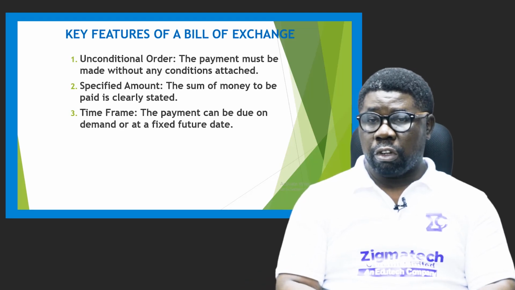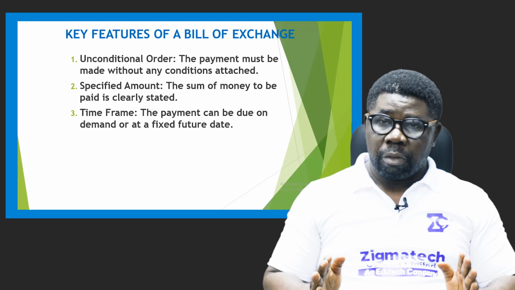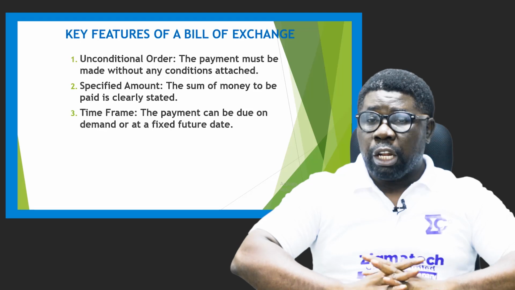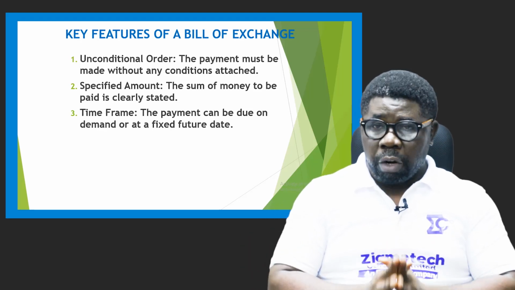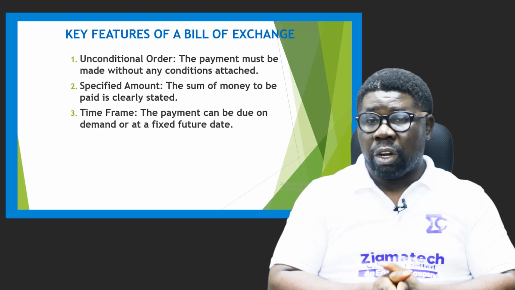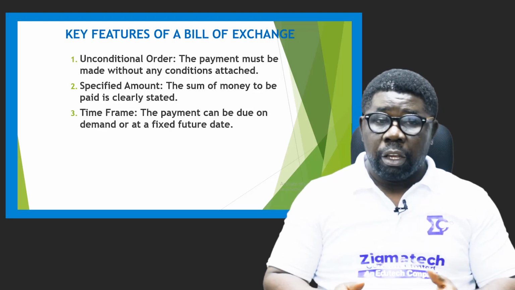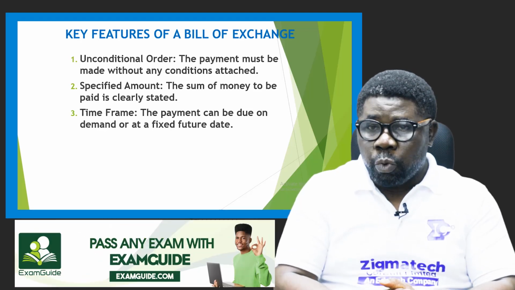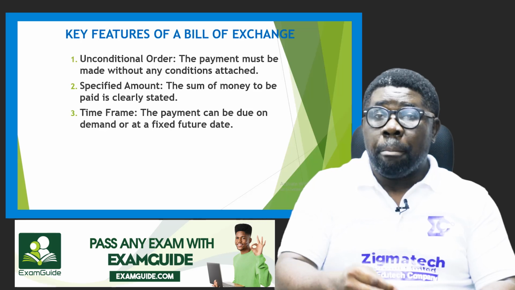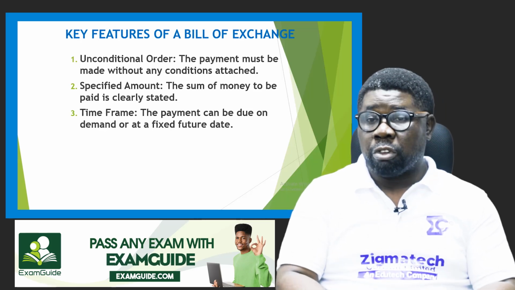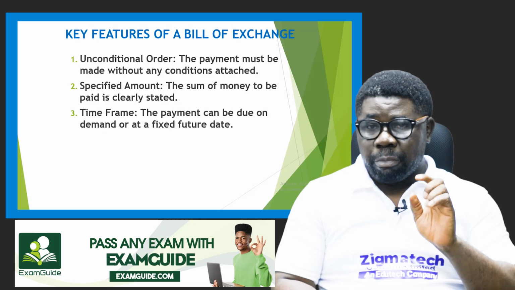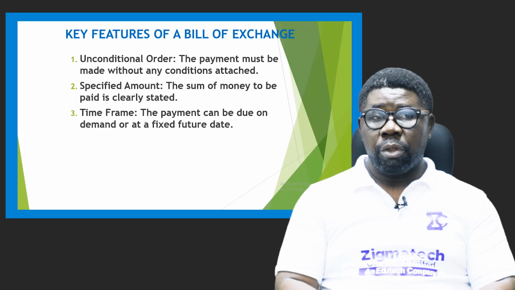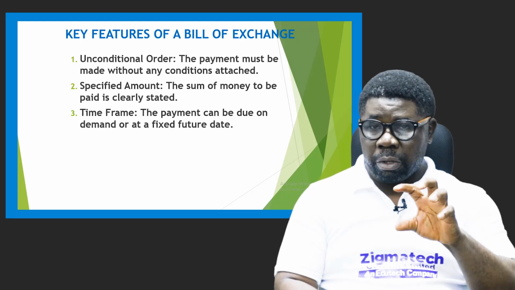So key features include the following. It is unconditional. For bill of exchange generally, one of the things you must know, whether it is foreign or inland, is that they are unconditional orders. You must make the payment once it is binding or valid. Payment must be made without any conditions attached. As far as it becomes binding, or legally applicable, you must make the payment. So a specified amount is written. The sum of the money to be paid is clearly stated. There's no adding or reducing it. It's always there. You know how much it is.